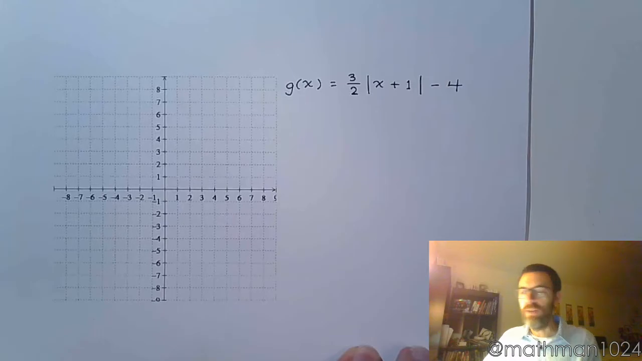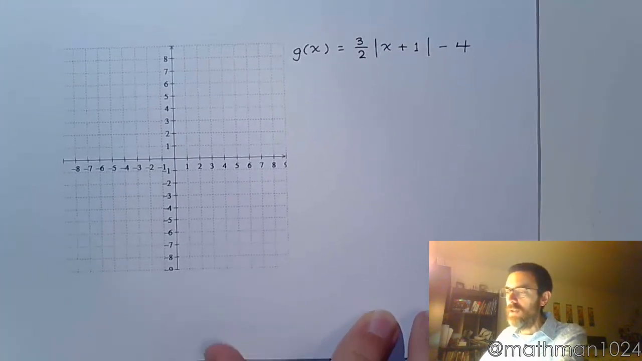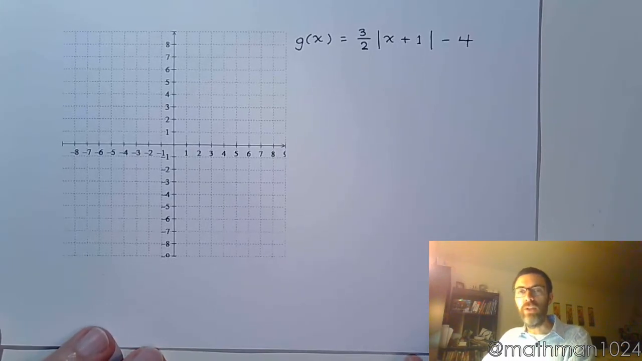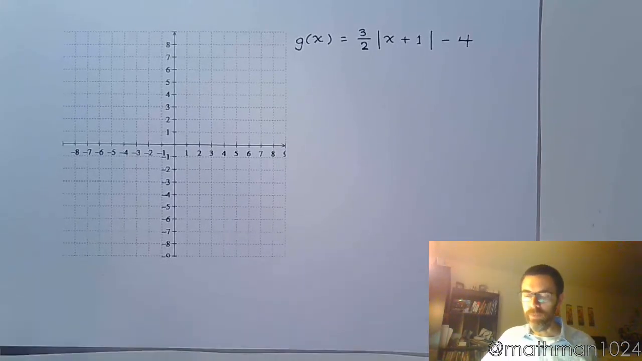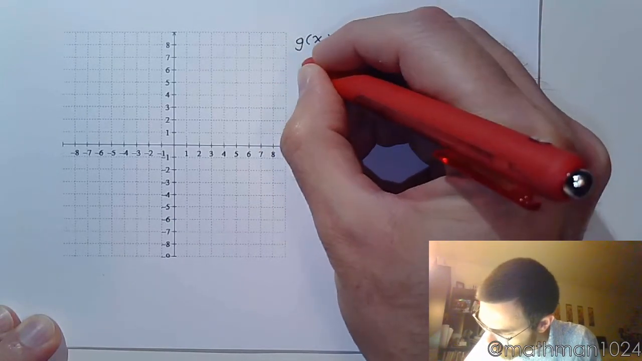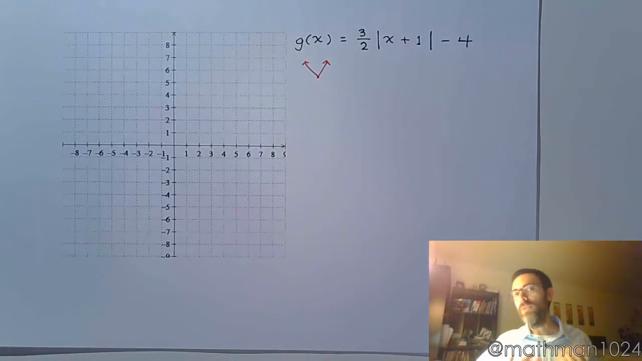Let's take a look at this function. g of x is equal to 3 halves times the absolute value of x plus 1, minus 4. One of the first things that you should notice in this function is the absolute value. So having absolute value means that we're going to have a v-shape. All right? We know it's a v-shape. We just have to figure out, well, where's everything else?